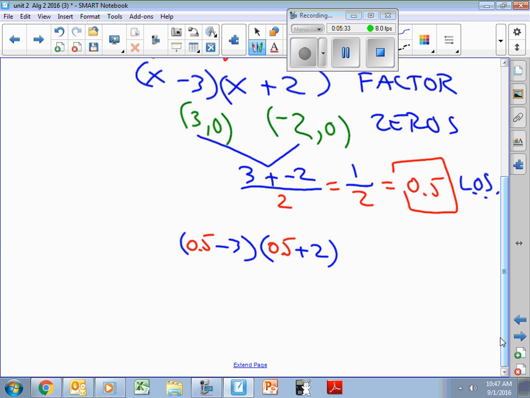You take this guy here, and you put it in there. We're getting the vertex now, vertex.